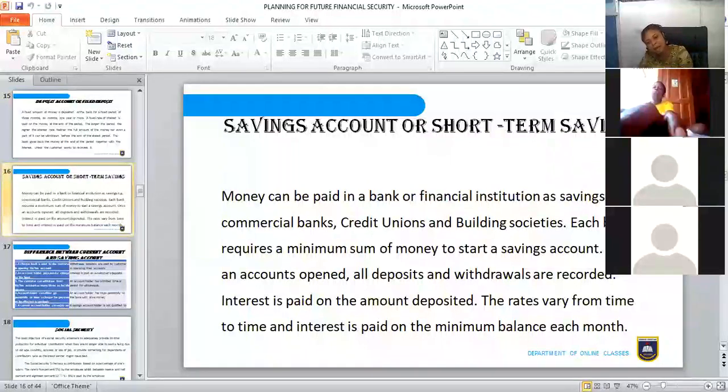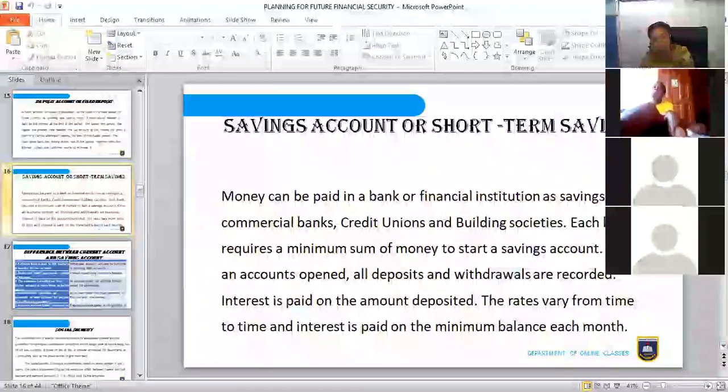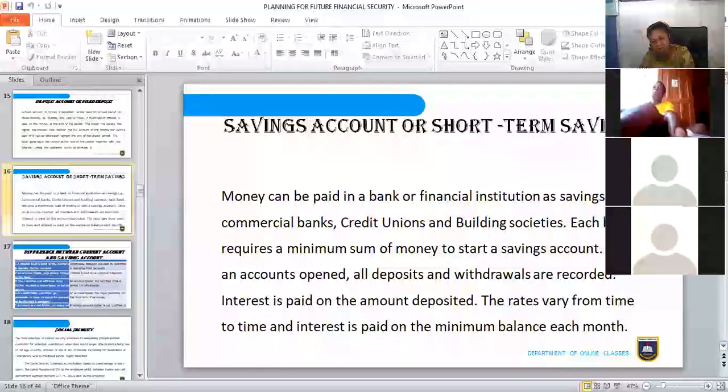Then the savings account or the short-term savings. Money can be paid in a bank or financial institution as savings in the commercial banks, credit unions, and then some building societies. Now, each requires a minimum sum of money to start a savings account, and then an account is opened. All deposits and withdrawals are recorded, and then interest is paid on the amount deposited. And the rate varies from time to time.